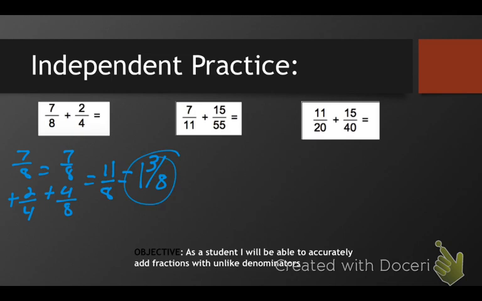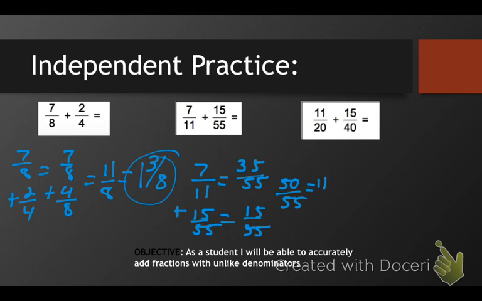Okay, next one, 7/11, straight up and down, 15/55. Common denominator is 55, so we're going to go ahead and put that there. How does 11 become 55? You multiply by 5. 7 times 5 is 35. Over here, it's already 55, so you keep it the same. 35 plus 15 is 50. So 50/55, unfortunately, is not simplified. If you put it in the birthday cake, though, 5 goes into both of them, and that equals 10/11, and that's your answer.